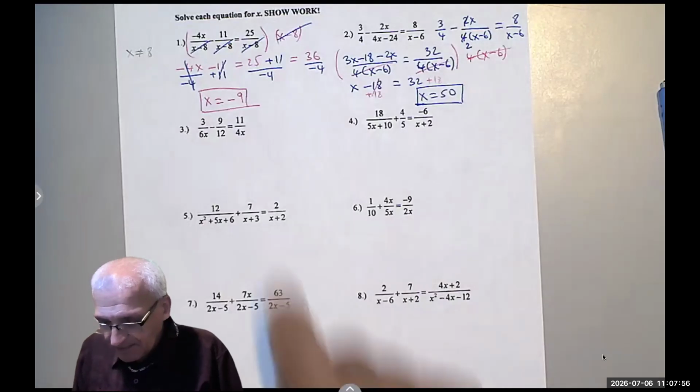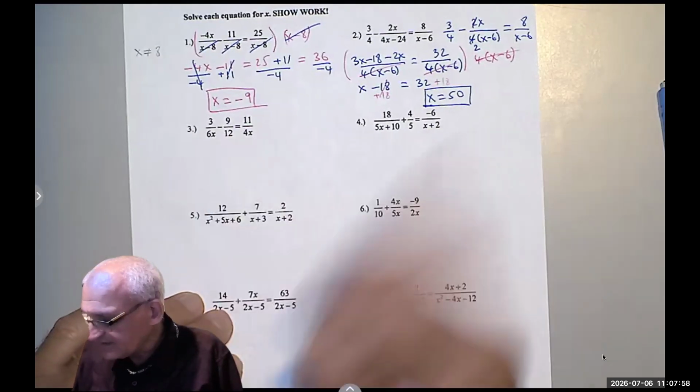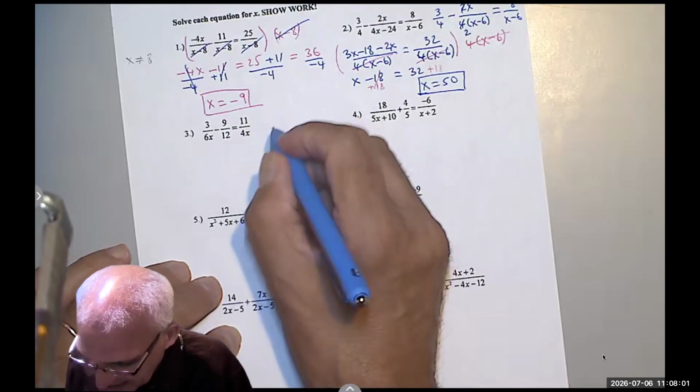This one, the numbers are 4, 6, and 12. Definitely the 12 is the common denominator.